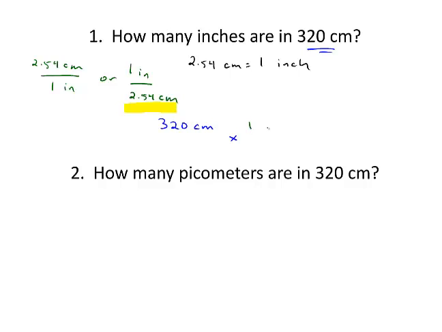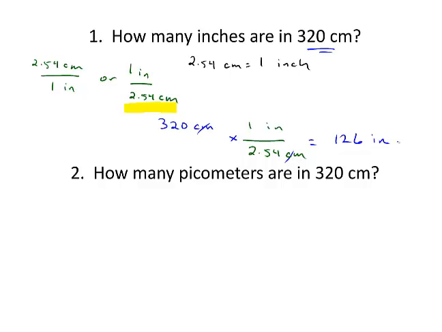So I'm going to write 1 inch over 2.54 centimeters. Now, when I do that, my centimeters cancel, and I end up with a value of approximately 126 inches.